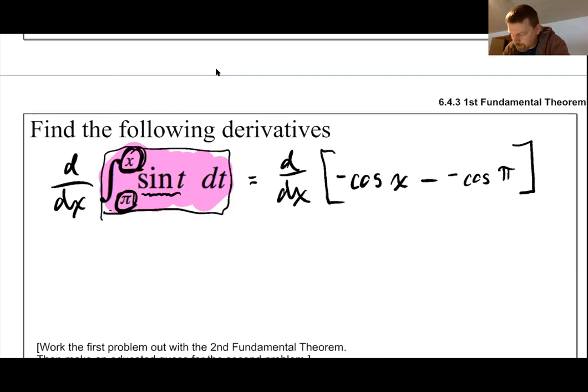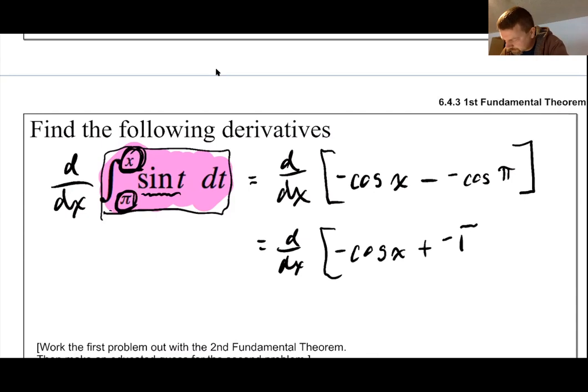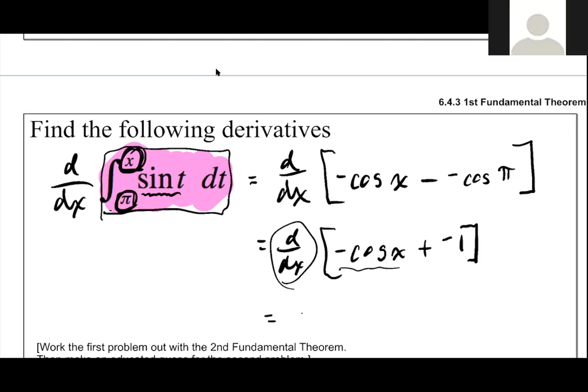We can go a little bit further here. We can say, all right, this is going to be negative cosine of x minus a negative, which is plus. Let's see, cosine of pi is -1. So plus -1. I could have just written -1, I guess. And now we just take the derivative and we get our answer. What is the derivative of negative cosine? Sine. So that'd be sine of x. What is the derivative of a constant? 0. So sine of x plus 0, which is just sine of x.